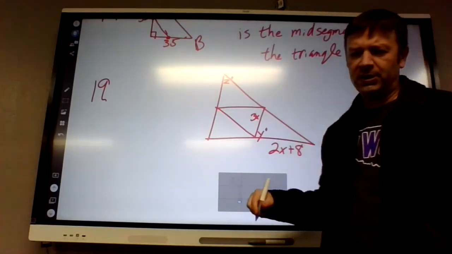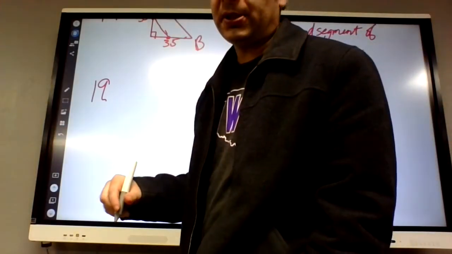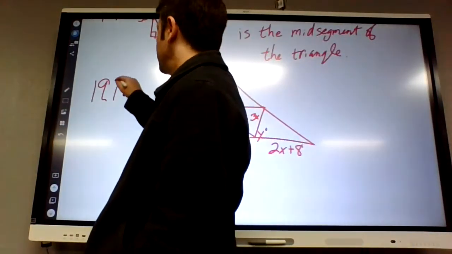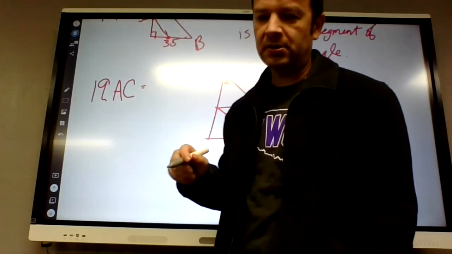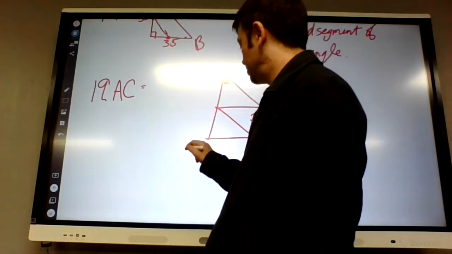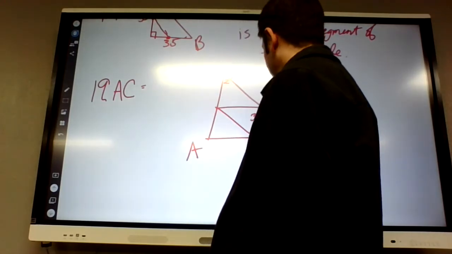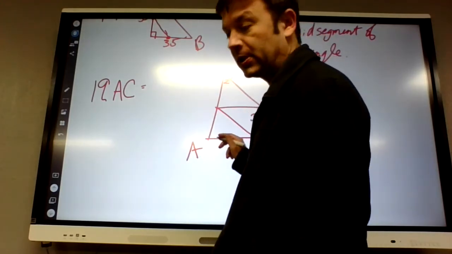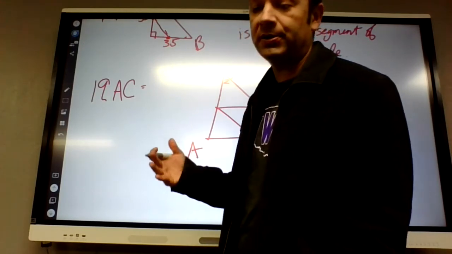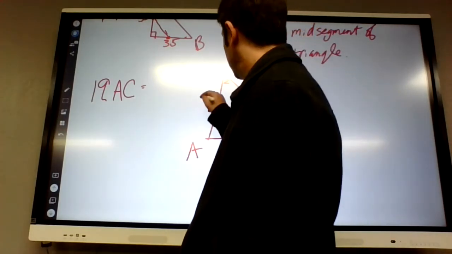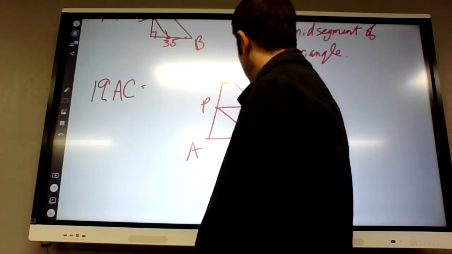Okay, what is 19 asking? AC. What does that mean if they just say AC? If we're just finding AC, what are they actually asking? How long is it from A to C? How long is the line segment from A to C? So you do 2x plus 8 and then times 2.